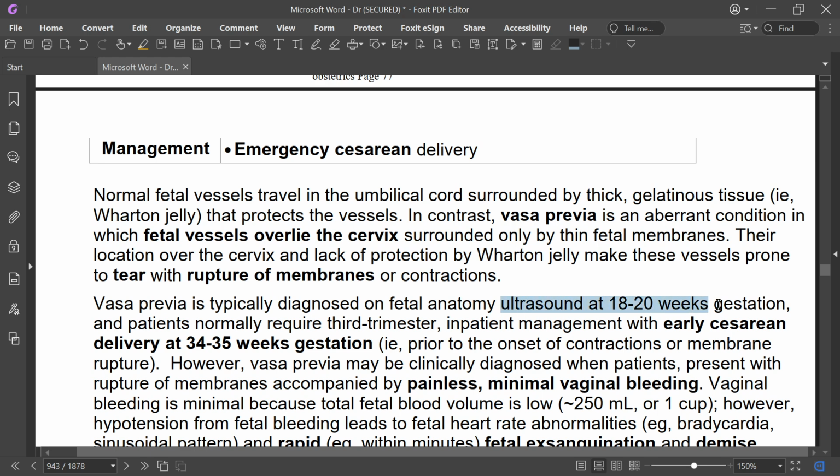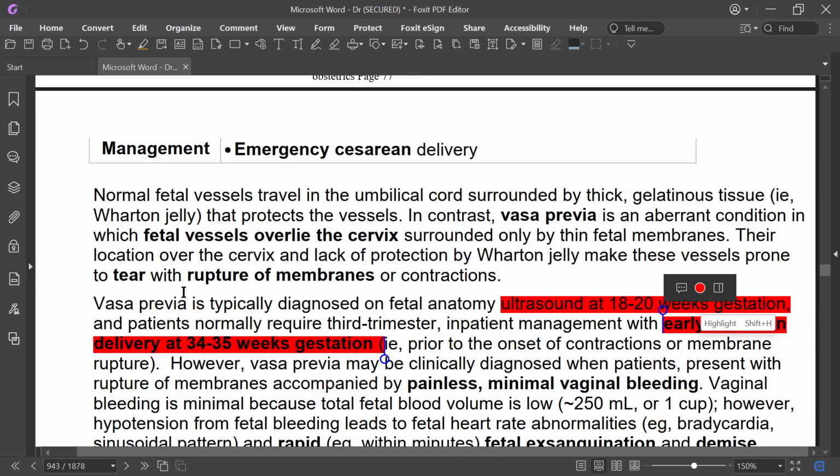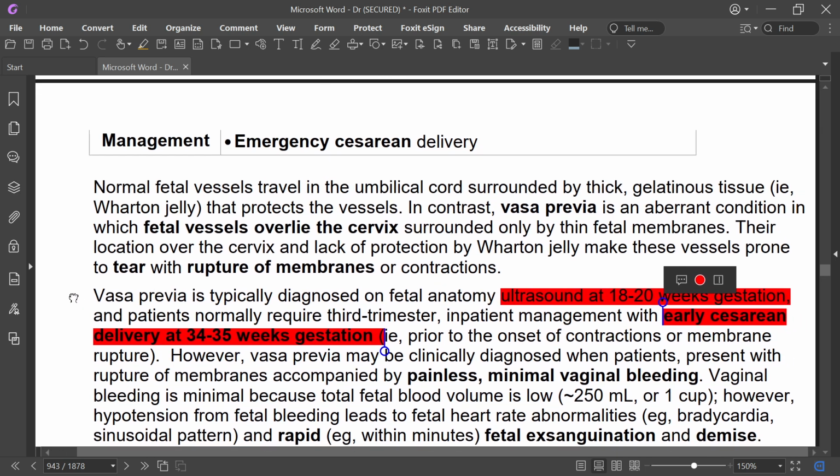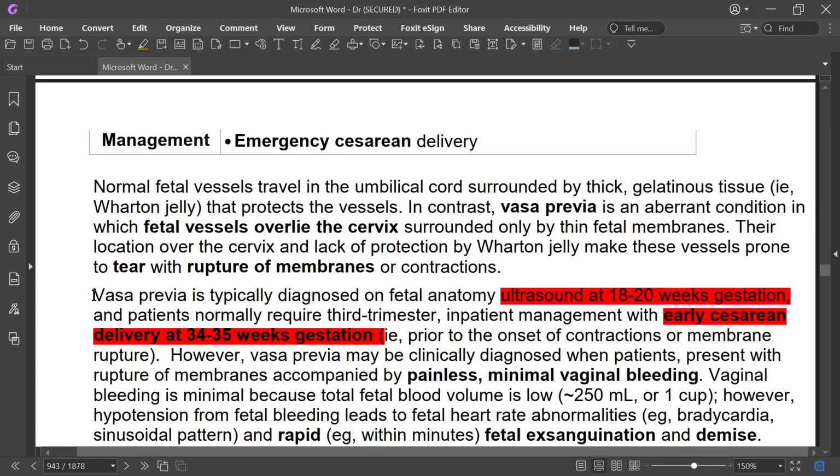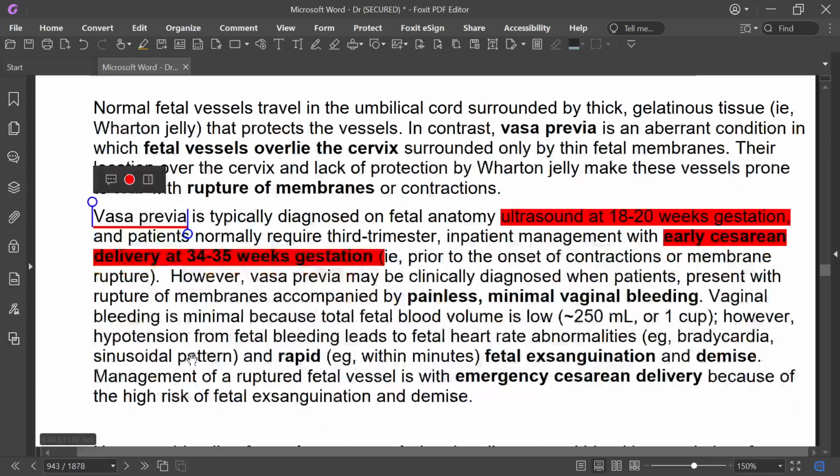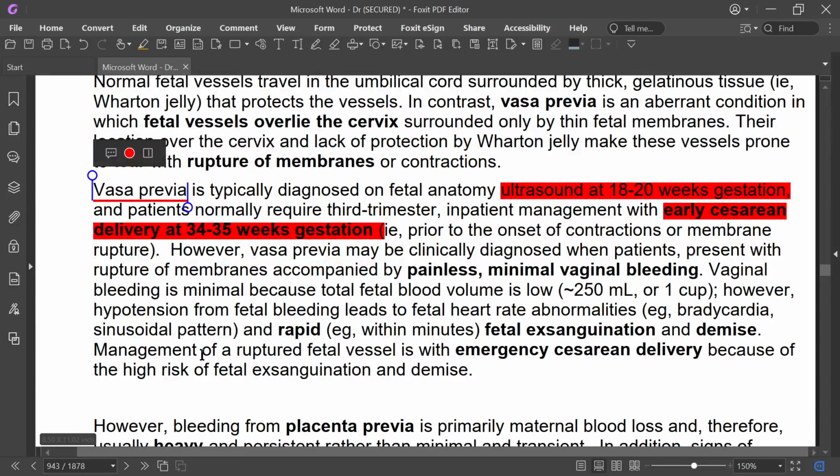Vasa previa diagnosed at 18 to 20 weeks of gestation, and early cesarean delivery should be done at 34 to 35 weeks of gestation. So vasa previa diagnosed at 18 to 20 weeks, try to deliver at 34 to 35 weeks, prior to the onset of contraction or rupture.